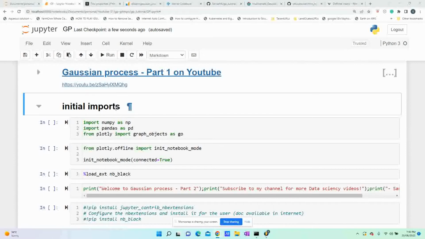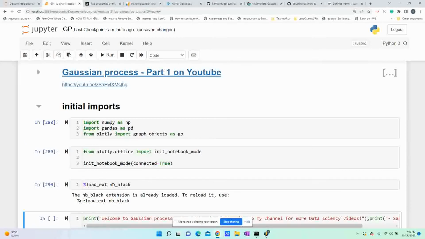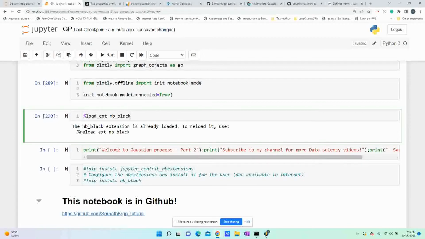So this demo is going to be on Jupyter Notebook. Let's do the initial inputs. Here in this one, I have loaded the NB Black extension. It's an automatic code formatter for Jupyter Notebook.